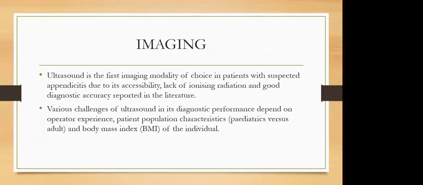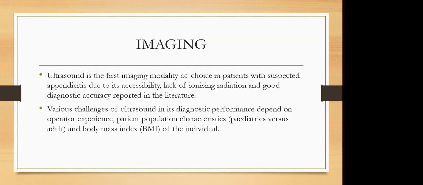Imaging. Ultrasound is the first imaging modality of choice in patients with suspected appendicitis due to its accessibility, lack of ionizing radiation, and good diagnostic accuracy reported in the literature. Every hospital has an ultrasound scan. Every hospital doesn't have a CT scan or an MRI scan. So the ultrasound is easily accessible to any patient. There's no concern about radiation because there's no radiation involved. So that's a good thing about ultrasound.